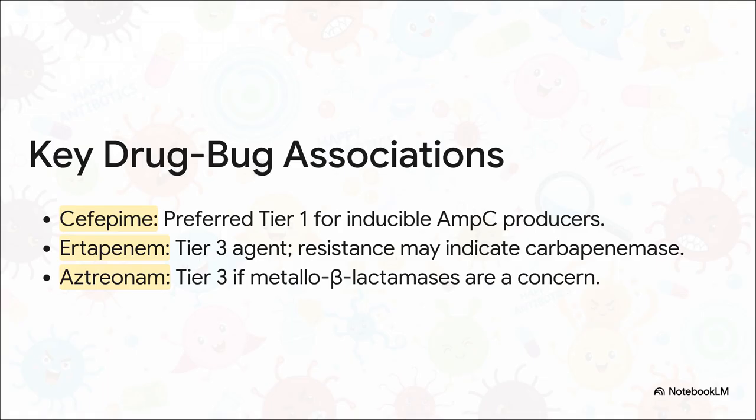Remember, cefepime is your preferred Tier 1 agent for those organisms with an inducible AmpC. Ertapenem resistance is a major red flag. It's a key marker for potential carbapenemase production. And aztreonam might function as a Tier 3 agent, especially if metallo-beta-lactamases are a big problem in your area.